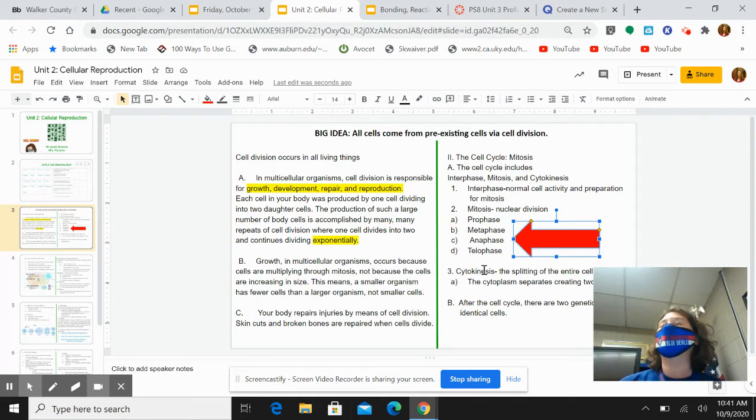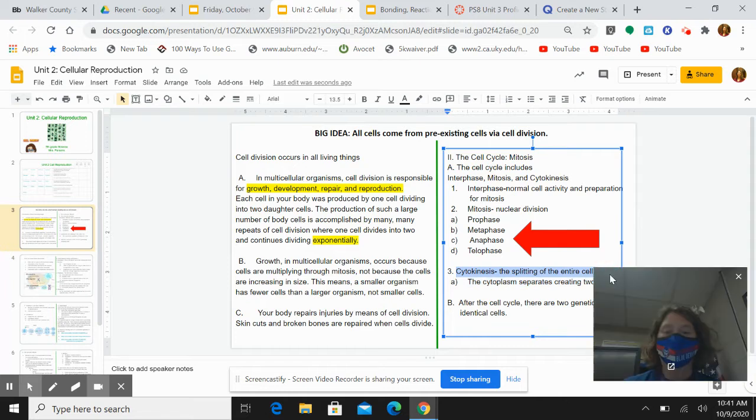Number 3, cytokinesis. What other thing have we talked about that cyto sounds like? Cytoplasm, exactly. So cytokinesis is the process of division of the cytoplasm. So mitosis divides the nucleus and the genetic material in the nucleus. And then cytokinesis divides the cytoplasm and the rest of the parts of the cell. Okay, so cytokinesis is the splitting of the entire cell. Highlight that. Cytokinesis is the splitting of the entire cell.